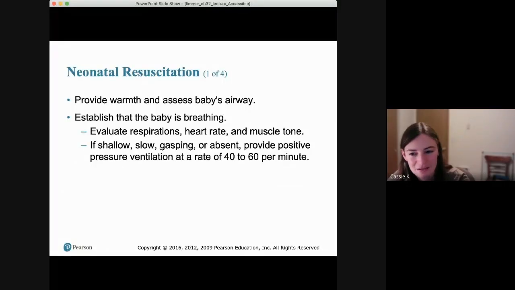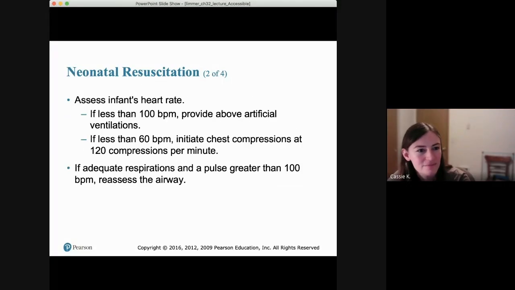All right, so provide warmth, assess the airway, and establish that the baby is breathing. So you're going to look at respirations, heart rate, and muscle tone. If the respirations are shallow, slow, gasping, or absent, you're going to provide positive pressure ventilation at 40 to 60 per minute. So remember that newborns are going to be breathing much faster than your adult, but they also don't need a lot of air. So it's not going to be squeezing a massive bag. It's going to be lots of fast little breaths.